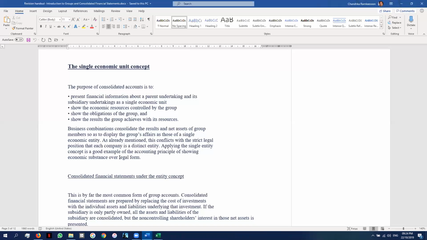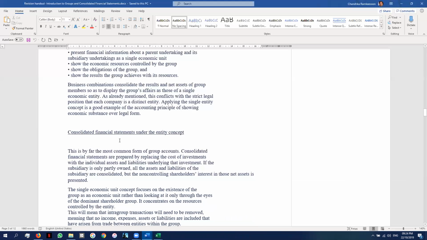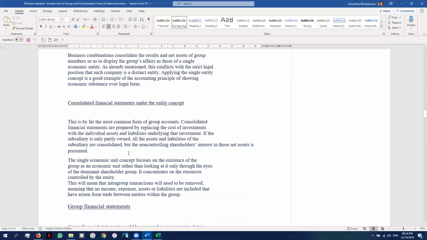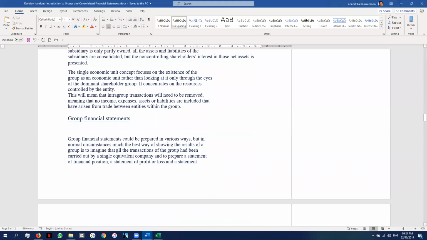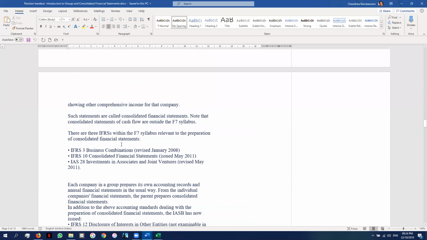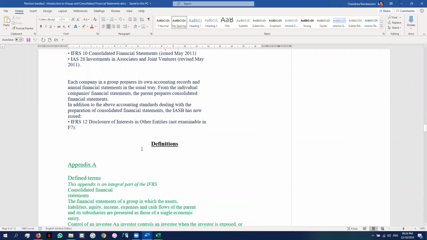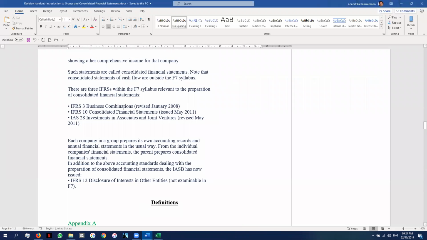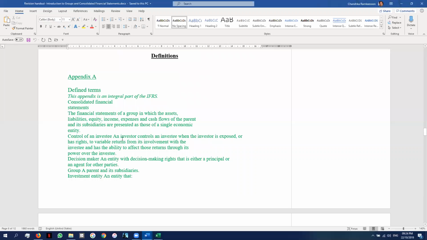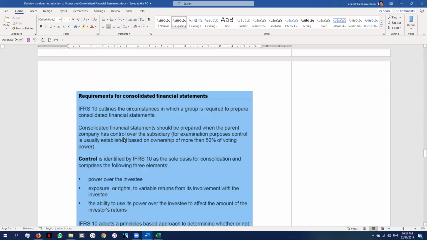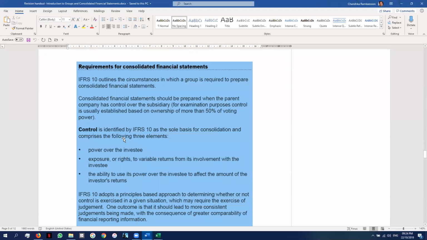Okay. And then the consolidated financial statements and the single entity concept. All very important. Now these all apply to you as well. So then you've got definitions that go along with it. Now, the examiner may ask you, as I said, this theory is very, very important.